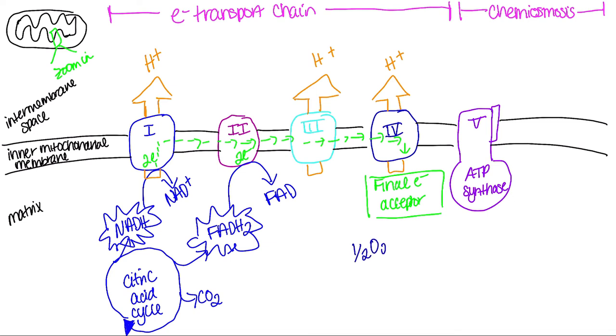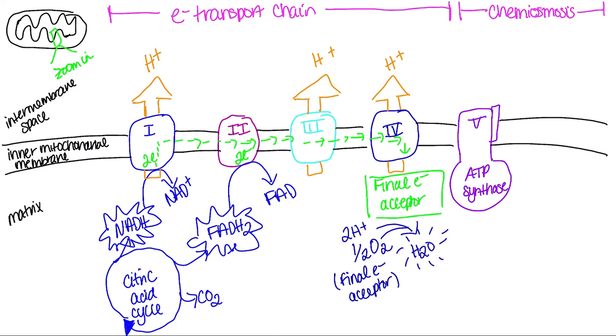So we're going to take half of an O2, which is kind of weird to write, but oxygen normally exists as O2, so that's why we write half, and we're going to take 2 H+. Those are going to come together, and then from using those electrons from complex 4, we are going to make H2O. And so our O2 is our final electron acceptor.